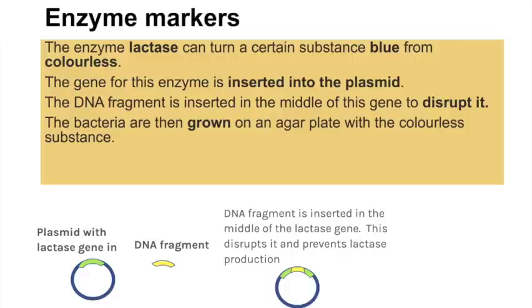All of the bacteria are then grown on an agar plate with this colourless substance, and any colonies that can turn the colourless substance blue must be the ones that contain the original plasmid without the DNA fragment. However, any that cannot catalyse that reaction of going from colourless to blue, so the colonies remain colourless, must contain the DNA fragment because the enzyme gene was interrupted. So those would be the bacteria that you would then remove and grow large quantities of.